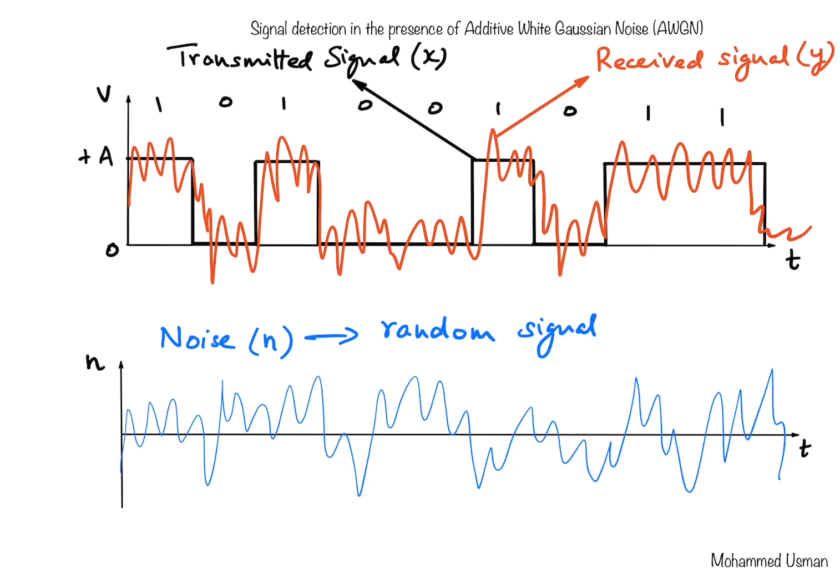Let's first write down the relationship between the transmitted signal, the received signal, and the noise signal. We have denoted the received signal as Y, and that is equal to the transmitted signal X plus the noise signal N. So the relationship is Y equals X plus N. The received signal is the sum of the transmitted signal and the noise signal.